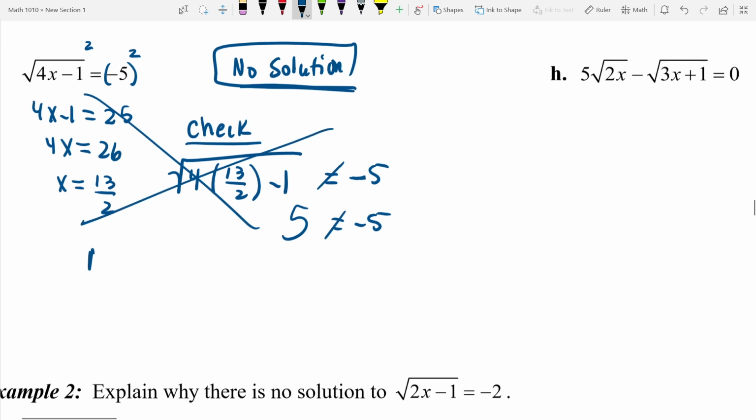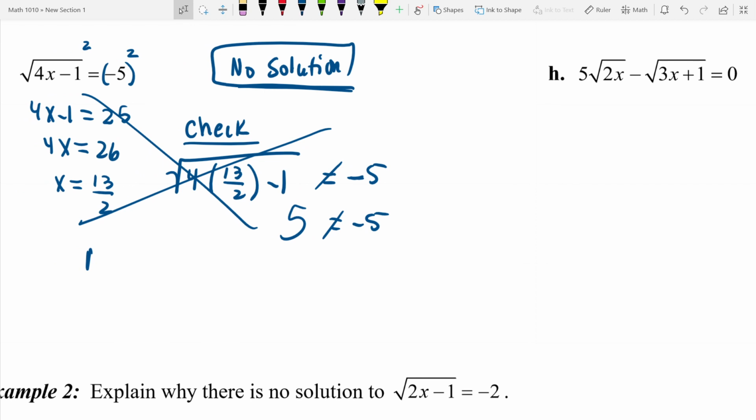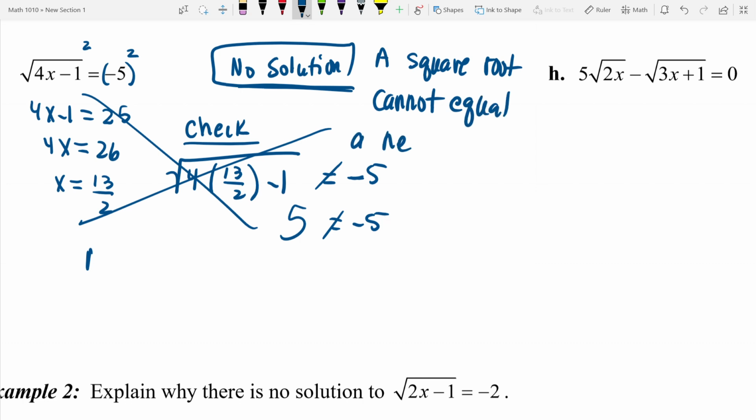And if I did that, if I didn't do any work at all, I would just write something like this: a square root cannot equal a negative number. I would offer some kind of explanation as to how I got it.